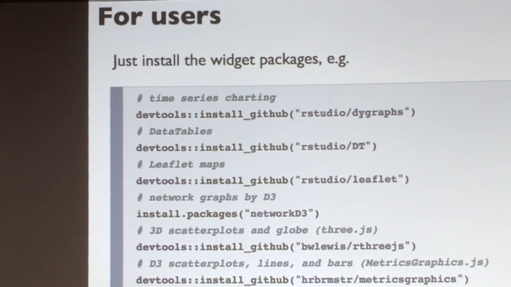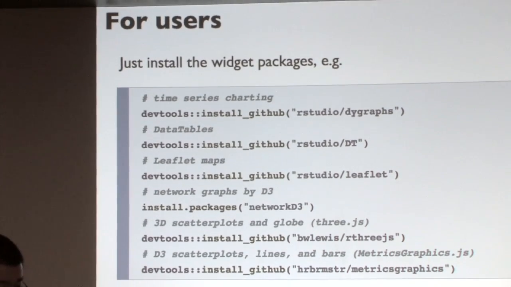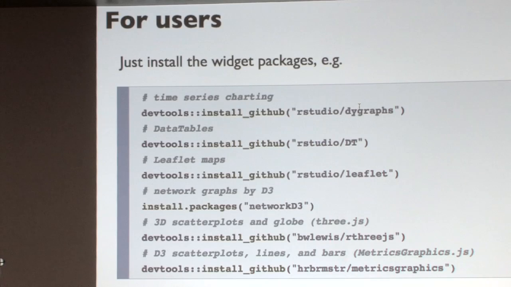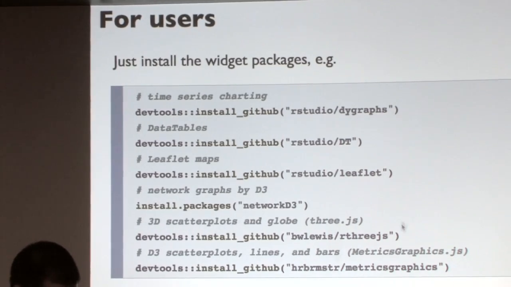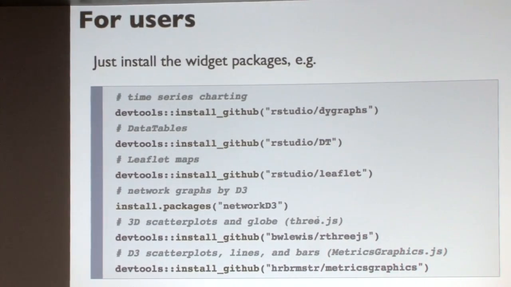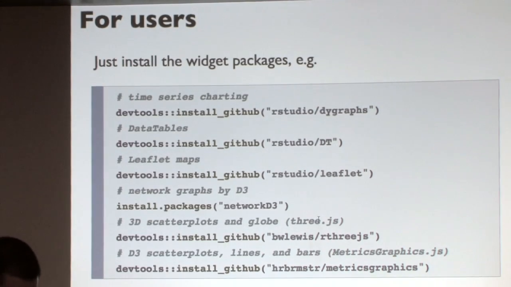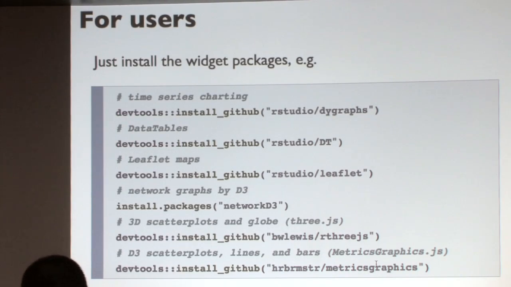If you're a user, you don't care about the development, so you can use some existing widget packages that we have been developing. For example, the dygraphs package for graphing time series data, and the DT package for displaying your data using the JavaScript library DataTables. And I will show you some things. Leaflet package for leaflet maps, networkD3 for using the JavaScript library D3 to draw network graphs. And also rthreejs, that's for 3D scatter plots and globes using WebGL. And also we have metricsgraphics for drawing D3 scatter plots, lines, and bars.